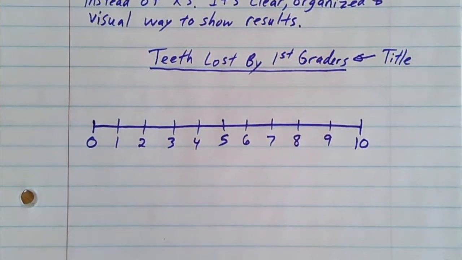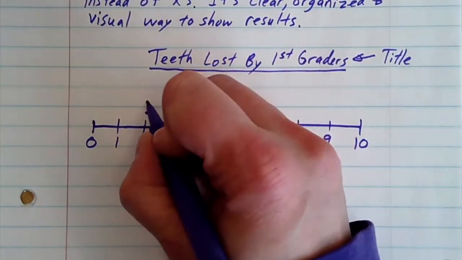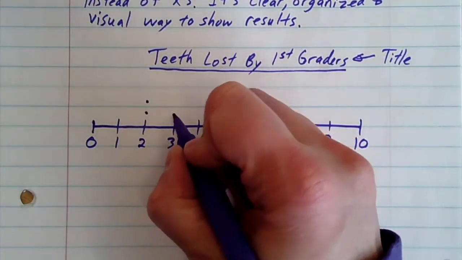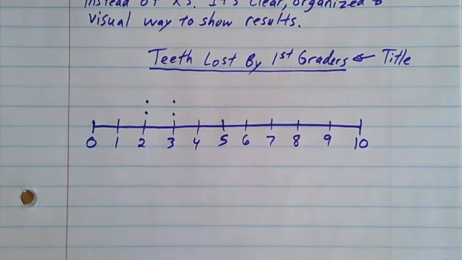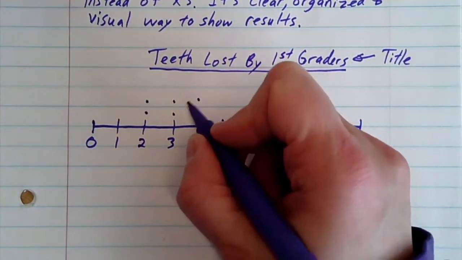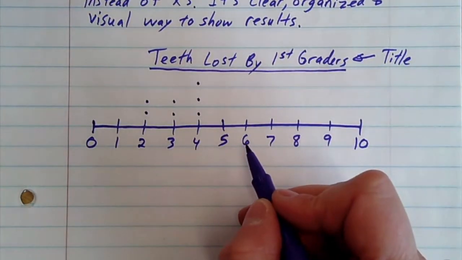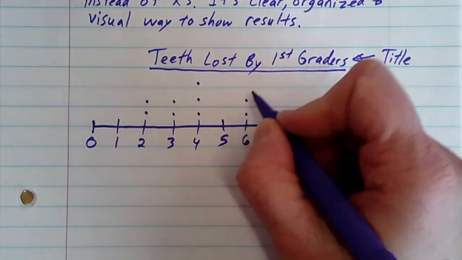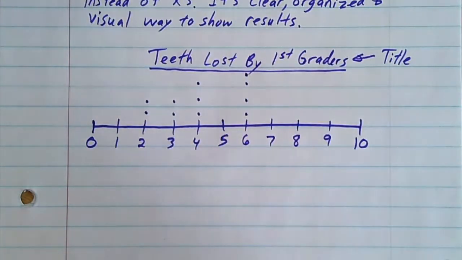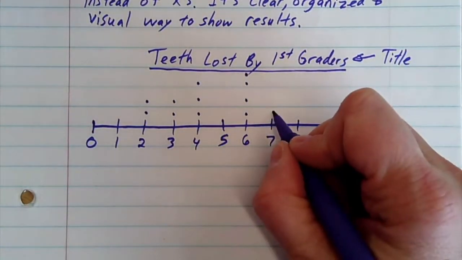And then we have some dots. There's going to be 2 dots on the 2, 1 here and then 1 above it. 2 dots on the 3, 1 here, 1 above it. On the 4, 1 here, 1 above it, and 1 more above that. So there's 3. On the 6, there's going to be 4 dots. 1, 2, 3, 4. And then the 7, there is 1 dot.